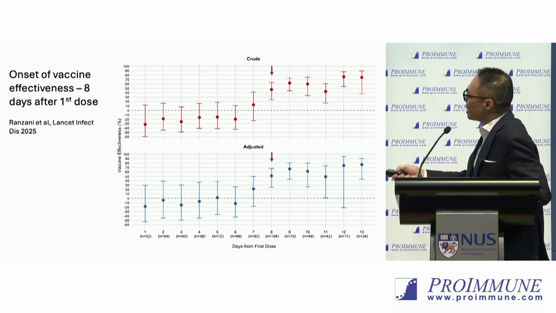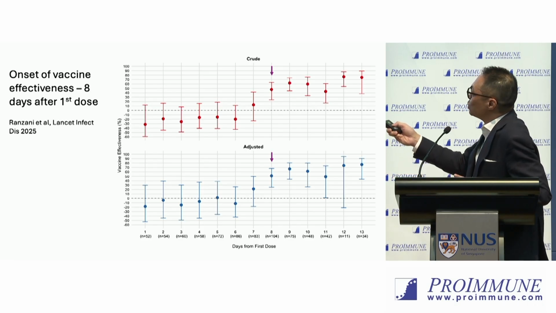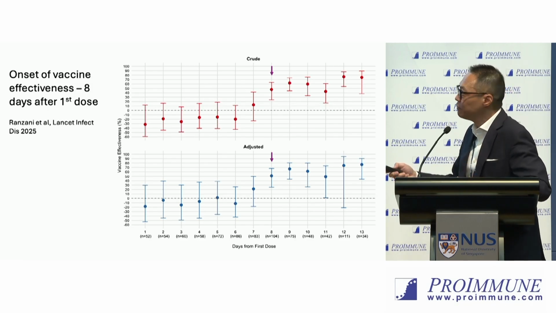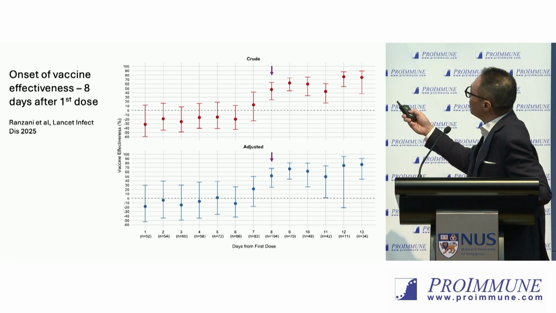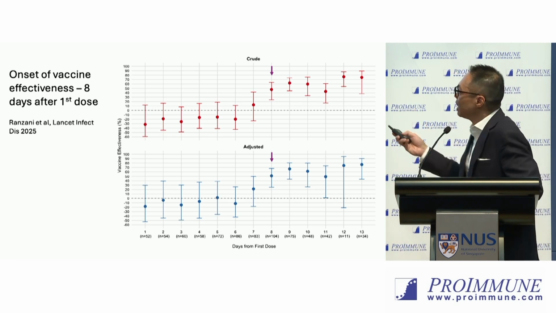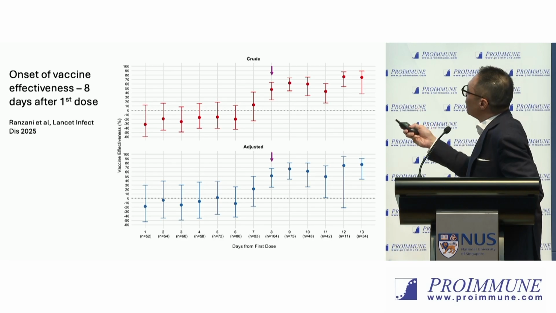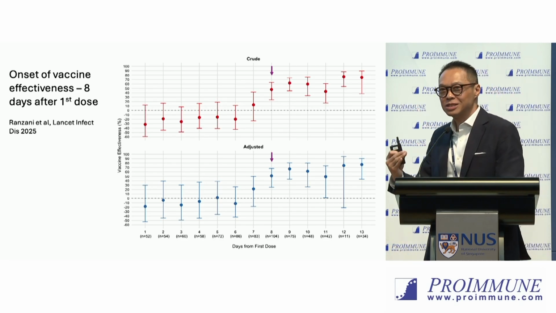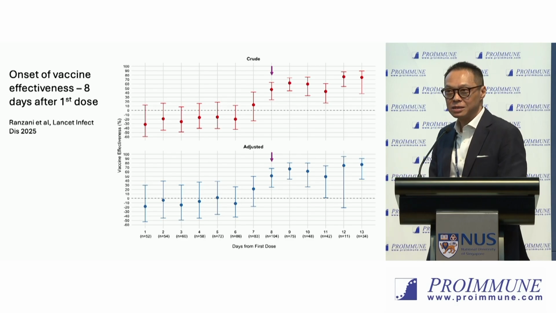So this is for time from first dose, right? And the dotted line shows you the mark for vaccine effectiveness. And you can see that for both, whether you're seronegative or seropositive at baseline, no matter whether crude or adjusted, the vaccine effectiveness crosses the bar at 8 days.